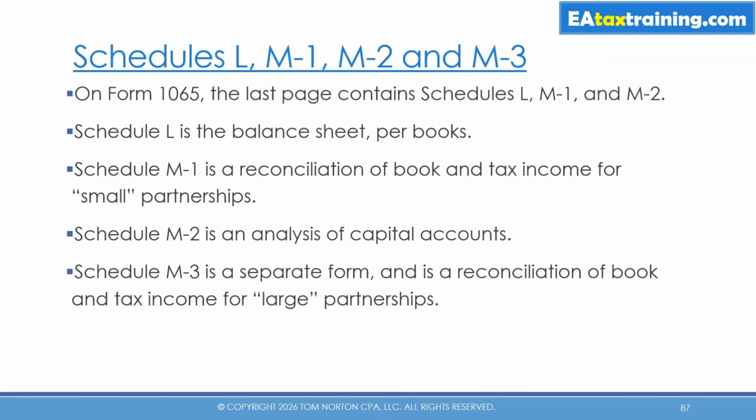Schedule M2 is an analysis of the capital accounts. So that's the equity section of the balance sheet. So M1 does the book to tax reconciliation of income. M2 is an analysis of the capital accounts. Schedule M3 is not on the 1065. It is a separate schedule, a separate form. It is a reconciliation of book and tax income for large partnerships. So with small partnerships, you do that reconciliation right on the 1065 on Schedule M1. For large partnerships, you're going to use a separate form, the M3.